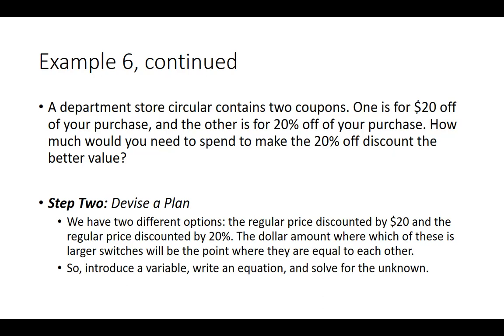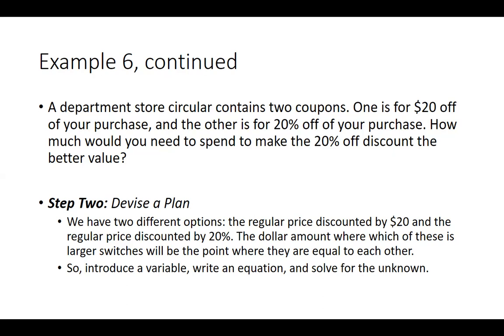Now, if you understand percents very well, the answer to this problem is going to make complete sense. You might even be able to guess what the answer is just knowing what a percentage is. But let's do the math. We have two different options: the regular price discounted by $20 and the regular price discounted by 20%. The dollar amount where which of these is larger switches will be the point where they are equal to each other.